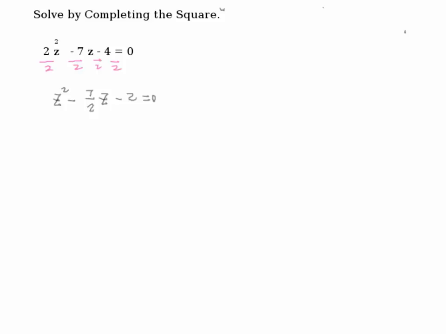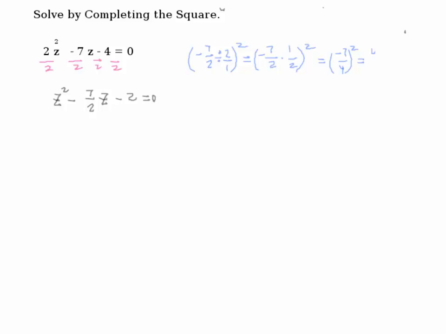To solve by completing the square, we take the coefficient of z, which is minus 7 over 2, and we need to divide this by 2 and then square the whole thing. Since this is a fraction, I'm going to write it as dividing by 2 over 1, and then we have to square the whole thing. So in this case I get negative 7/2. When you divide by 2, it's like you're multiplying by 1/2. And then when you square the whole thing, you would have minus 7 over 4 squared.